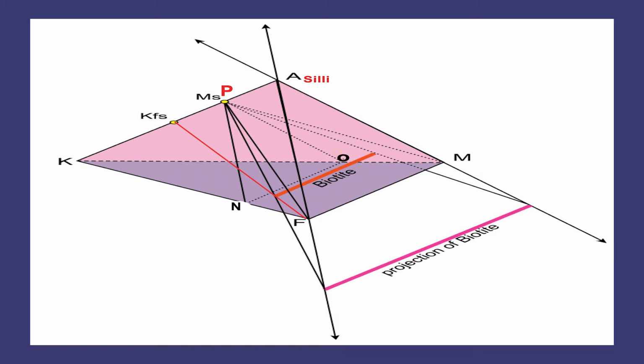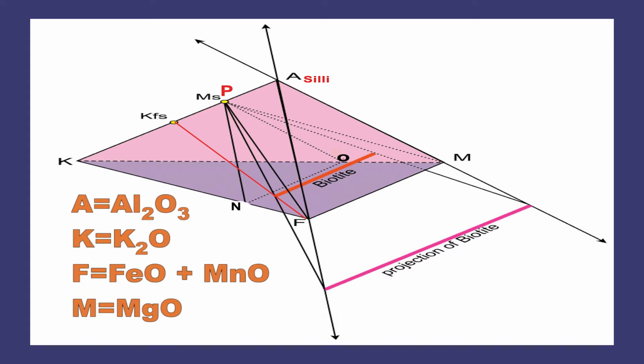These rocks contain muscovite. To cover the variation in muscovite bearing schist, Thompson in 1957 developed a projection based upon a tetrahedral plot of the four components. The four components are Al2O3, K2O, FeO and MgO, which occupy the four corners of a tetrahedron: A equal to Al2O3, K equal to K2O, F equal to FeO plus MnO and M equal to MgO.